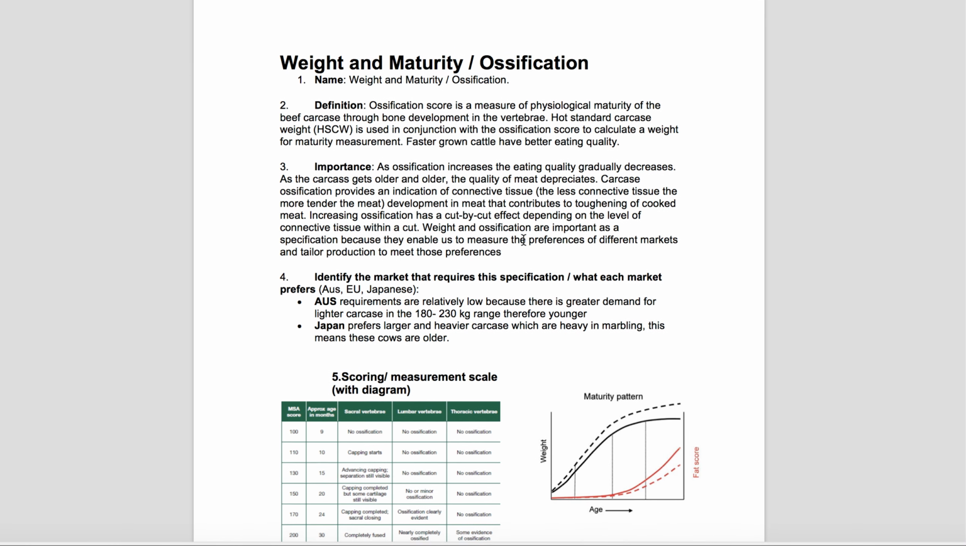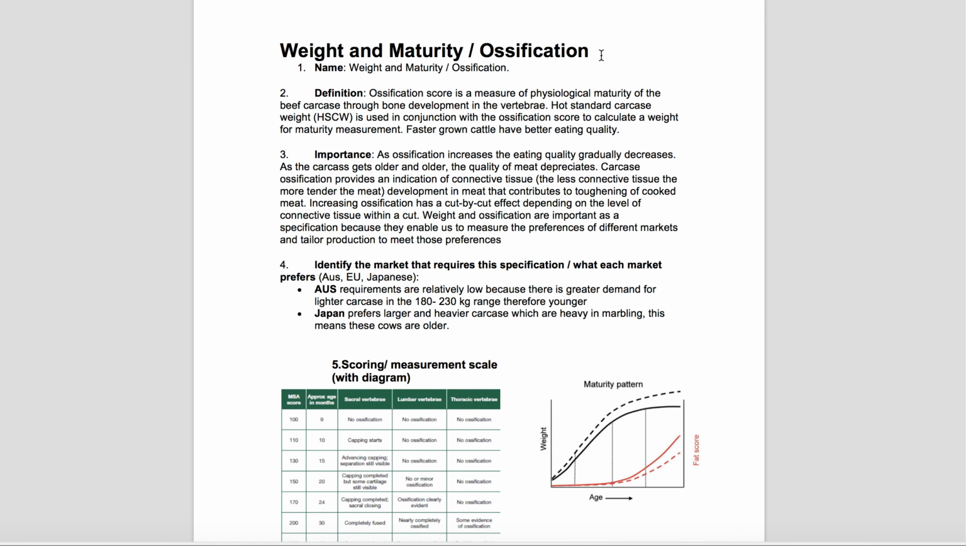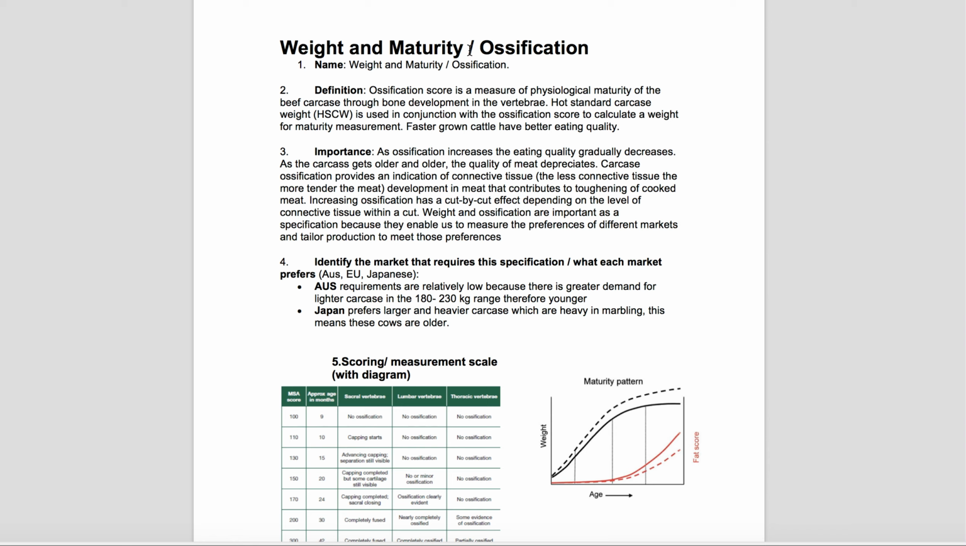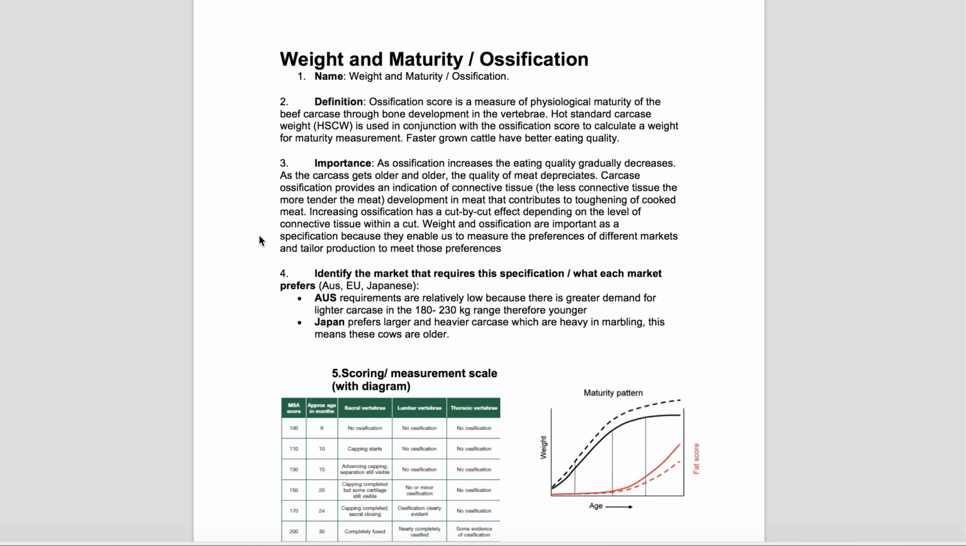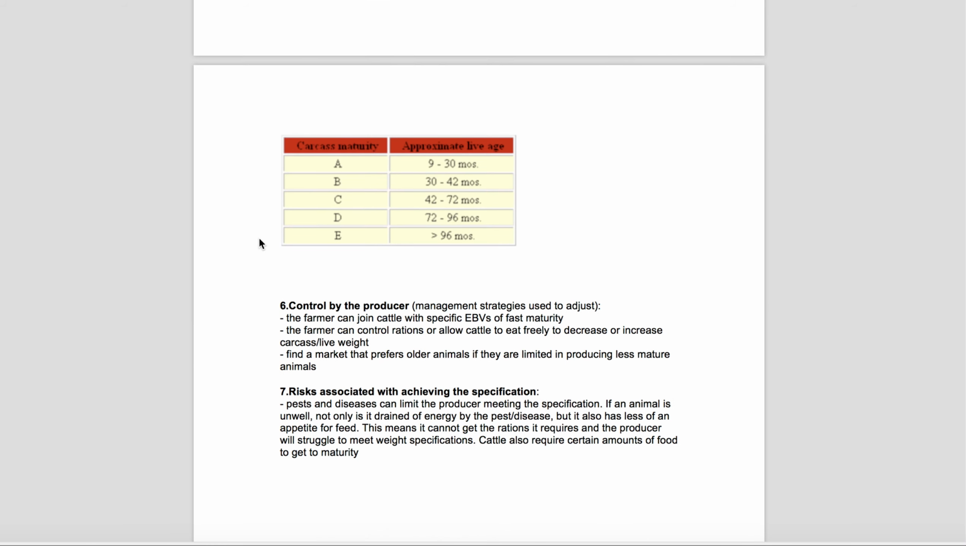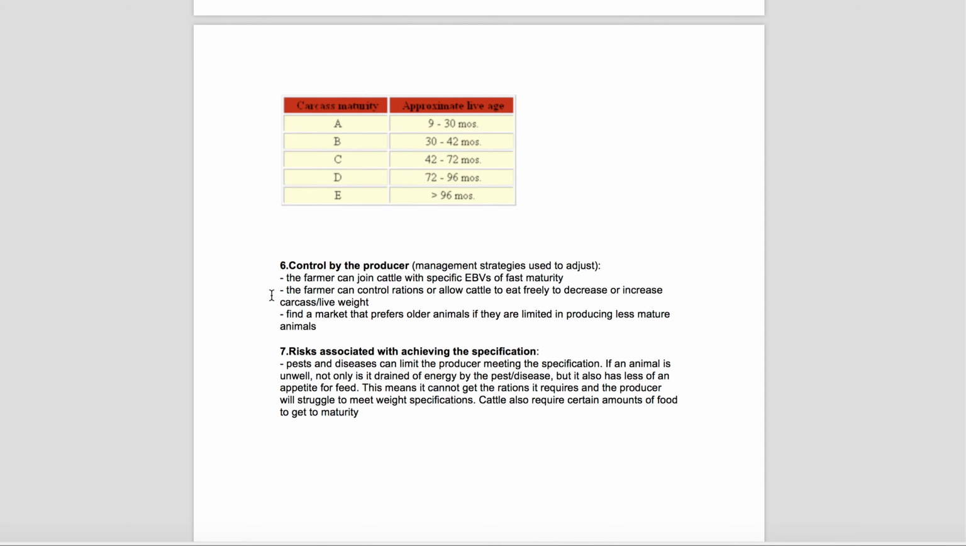The last one, weight and maturity and ossification. So ossification is referring to the amount of bone. So cartilage turning into bone as the animal gets older. Basically, it's a specification because the more ossification there is, it indicates the animal is older and more mature. And so the older an animal becomes, the tougher its meat becomes and the lower quality it becomes. So they want to have a lower ossification score, that is, less bone, younger animal, more tender meat is basically the answer here. And this is the example of carcass maturity getting older.